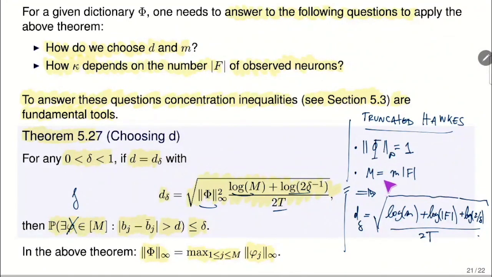Remember that m is small m times cardinal of F, and so in this case, D of delta is the square root of log of small m plus log of cardinal of F plus log of 2 over delta, divided by 2T. So here an important remark is that D of delta will be small as long as the log of the number of observed neurons plus the log of the time range is small compared to T. And here I'm forgetting about the delta, which we can always control with respect to T, in the sense that delta can go to 0 slowly in such a way that log of 2 over delta still will be small compared to capital T.